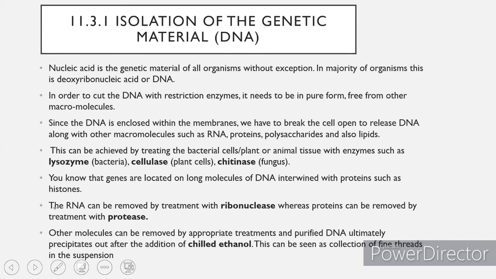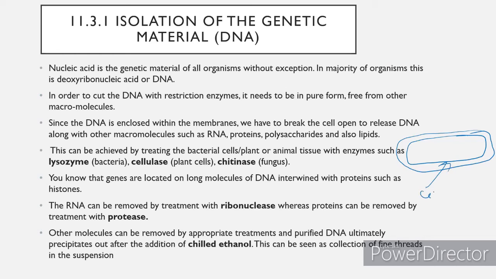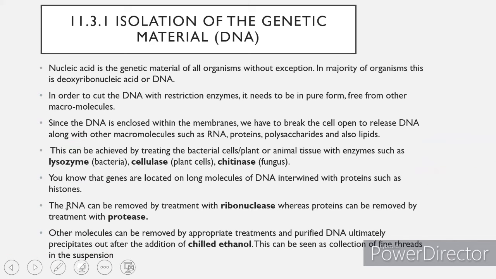Then we have plant cell. So we have this plant cell, where the outer membrane is nothing but the cell wall. And cell wall is made of cellulose. So the enzyme that we use here is cellulase to break open the outer membrane. And then we have fungus. The outer membrane of the fungus is made up of chitin. Chitin can be removed with an enzyme referred to as chitinase.